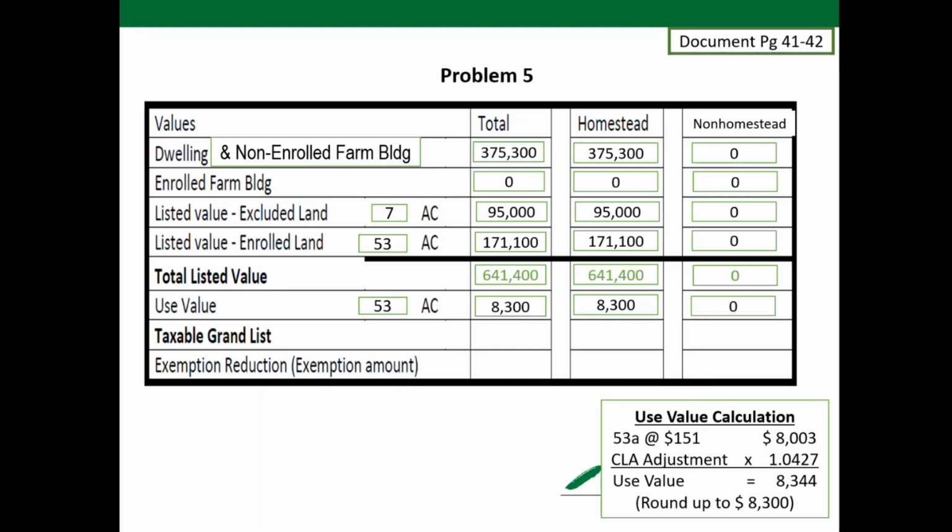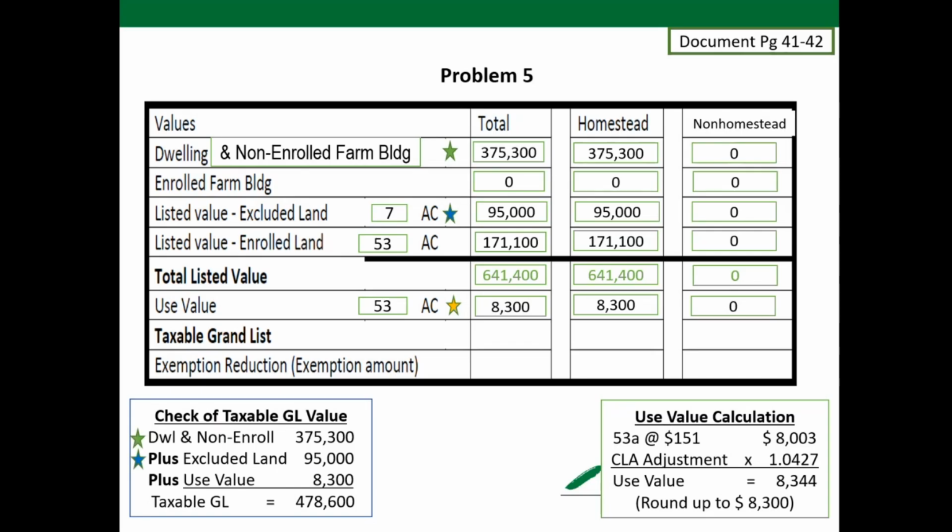Now we'll talk about which pieces on this sheet are taxable. So again, dwellings and non-enrolled are taxable. Excluded land is fully taxable. And instead of paying on the enrolled actual value, we're only going to pay on the 8,300. So if we add all of those numbers together, our taxable grand list value is 478,600. We'll go ahead and populate that in here.